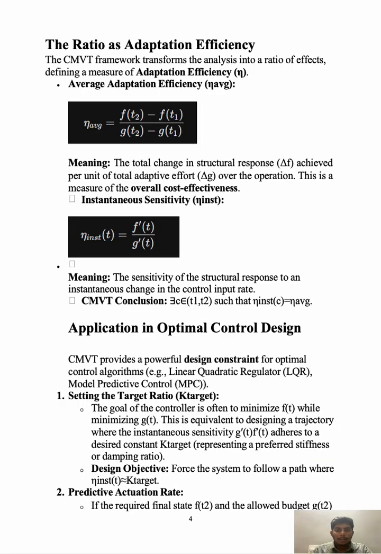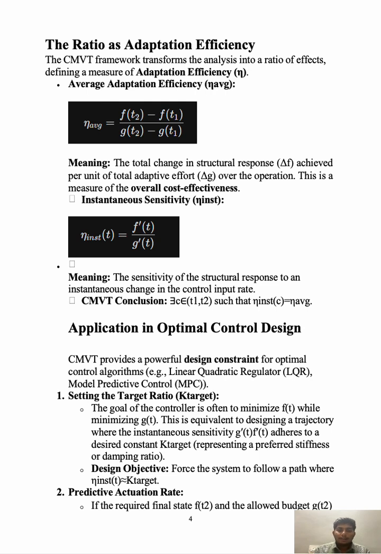The ratio as adaptation efficiency. The CMVT framework transforms the analysis into a ratio of effects, defining a measure of adaptation efficiency. Average adaptation efficiency, eta average, is equal to f of t2 minus f of t1 over g of t2 minus g of t1, meaning the total change in structural response, mod f, achieved per unit of total adaptive effort over an operation. This is a measure of overall cost effectiveness.